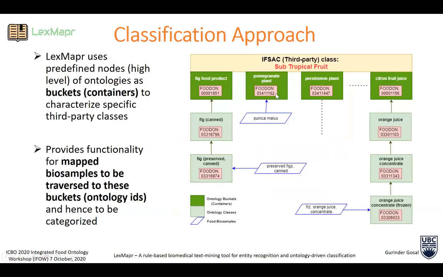So here's one example. In an ideal world, the ontology classes should represent the classes which you want to classify. But we know that third parties have very different requirements than how the ontology or the hierarchy of the ontology is structured. So in that case, we see that subtropical fruit, which is a third-party class, might consist of multiple ontology branches or classes. The phrase can map at any level of this particular branch, and it will traverse back to the ontology buckets. And from those buckets, we will derive the third-party class.